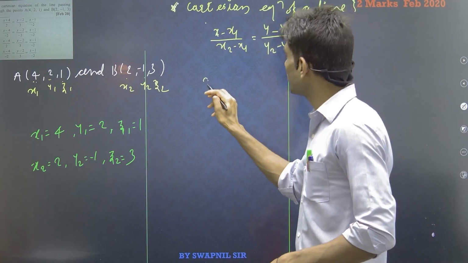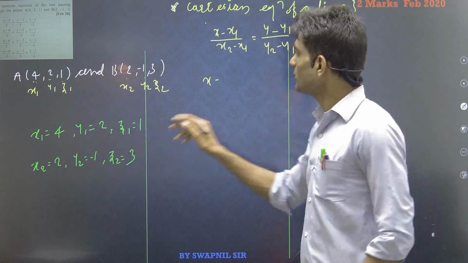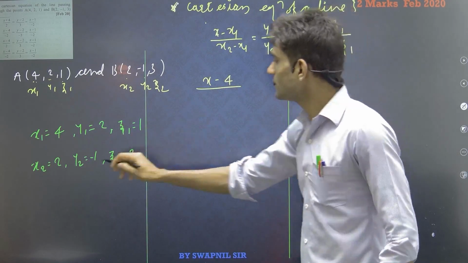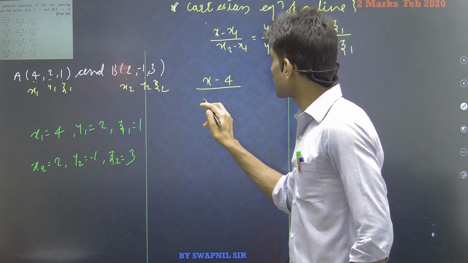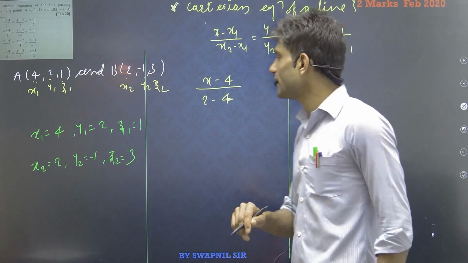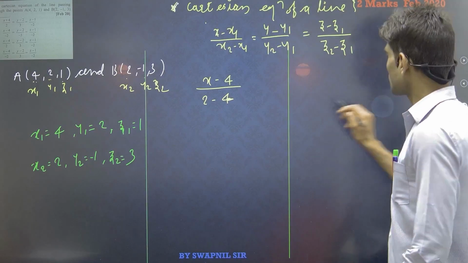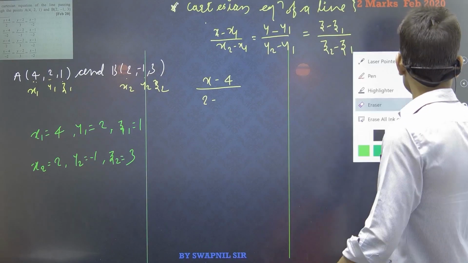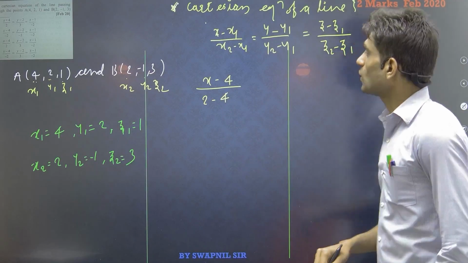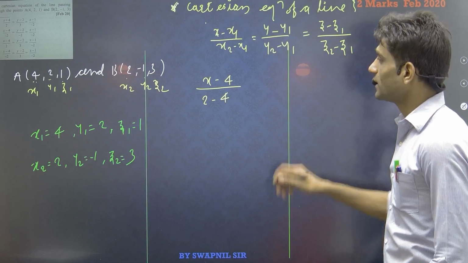So x minus the value of x1, which is 4: x minus 4 divided by x2 minus x1, that means 2 minus 4. Be careful about the positive and negative sign. 2 minus 4. So x minus x1 upon x2 minus x1.